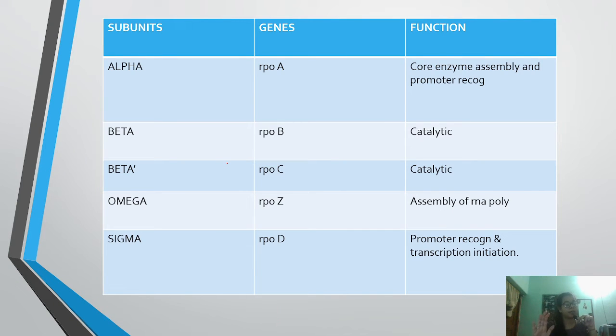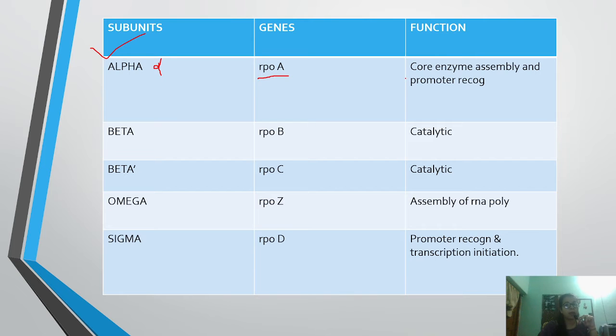Now, this table is the most important table because it shows what the subunits are, which genes regulate each subunit, and what the function of each subunit is, and this is very much asked in exams. So do go through it once. First, coming to the alpha subunit. As we know, there are 2 alpha subunits, and they are mainly regulated by the RPOA gene.